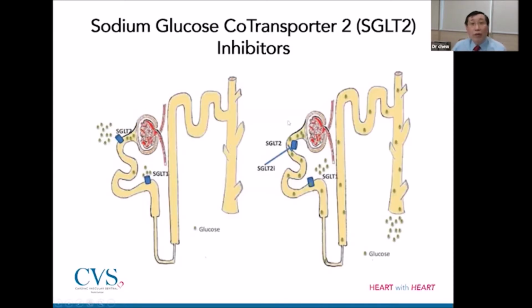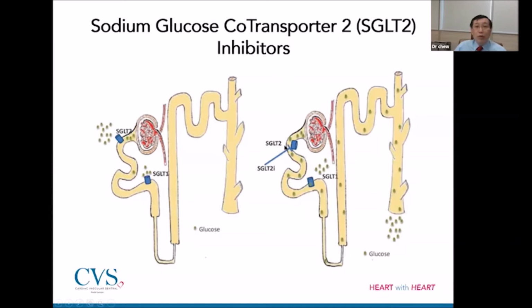And then we have the fourth class of agents, which is the sodium glucose co-transporter 2, or SGLT2 inhibitors. This class of agents was actually developed to treat diabetes. How it works is that SGLT2 is present in the proximal tubule, and the function of SGLT2 is to absorb glucose back from the glomerular filtration so that less of it is excreted in the urine. There's also SGLT1, which also absorbs glucose.